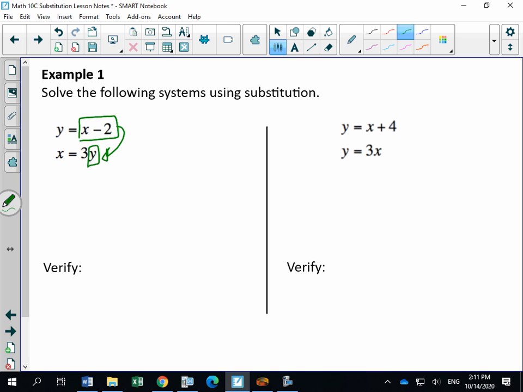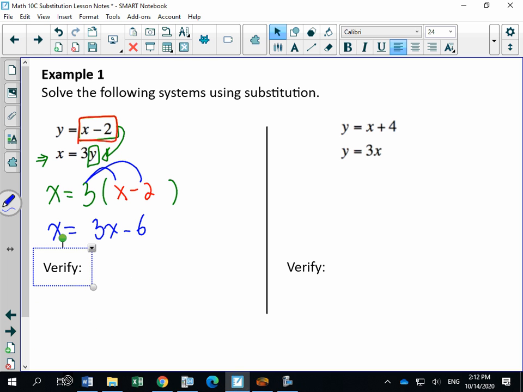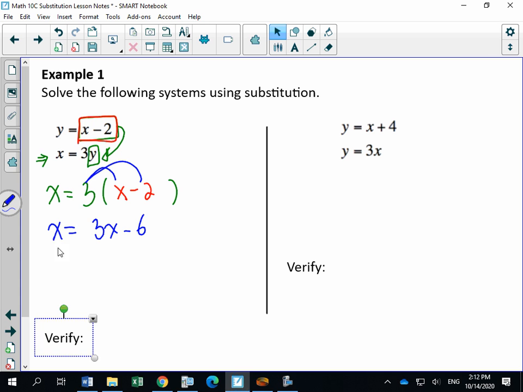That's what substitution is. So I would have in my second system now, x is equal to 3 times y. And what did we say y was from the first system? Y was x minus 2. From here, you're going to get rid of your brackets. So you would have x is equal to 3x minus 6. And you're going to see as we go through these examples that substitution makes it so that you only have one variable. In this example, the variable is x. You want to always join your variables together because at the end we're going to solve for x.